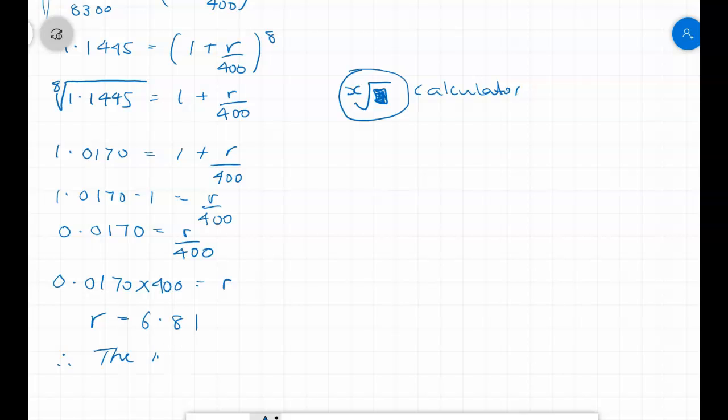Therefore, the interest earned is 6.81%. Fantastic. That wasn't as tricky as it looked, was it? All right, good luck with that.